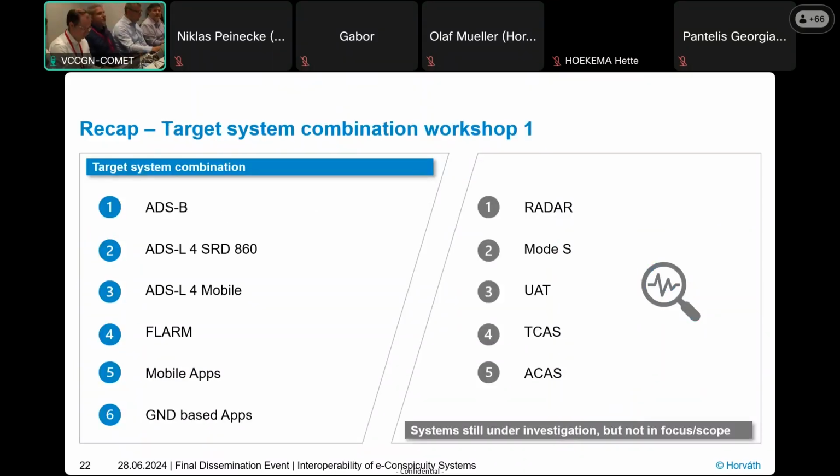This is our target system combination, which consists of 6 technologies and systems. That is the certified ADS-B system, the 2 ADSL systems, the FLARM system on edge technology, the mobile apps, and the ground-based apps. And of course, we know there are a lot more systems in the air, like radar, Mode S, you see them on the right side. But we decided to scope the project onto these 6 systems. And the other systems on the right side are still under investigation, but they were not the focus of this project.